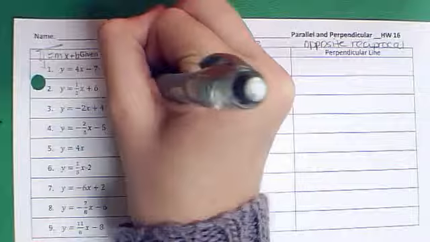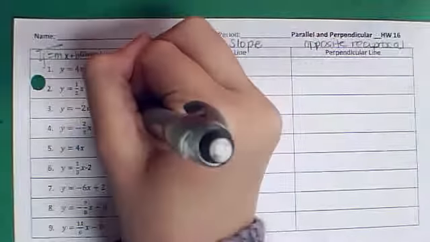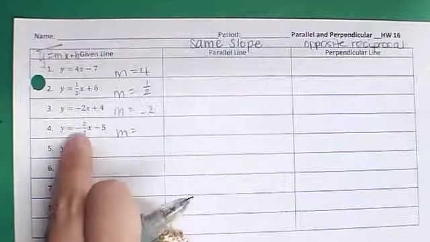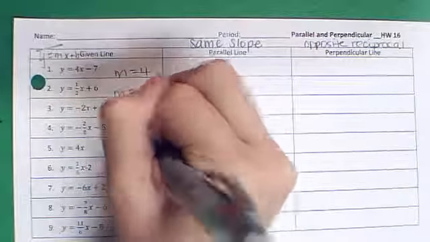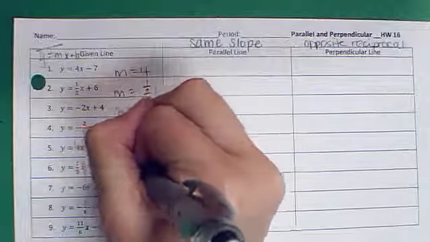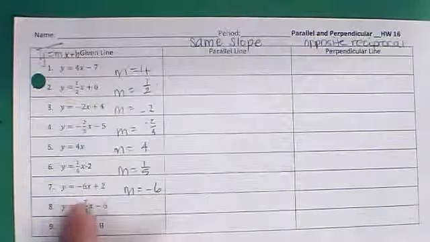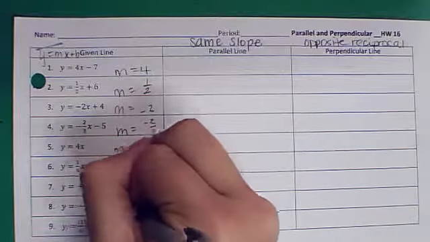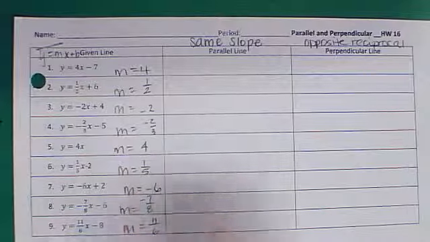On the next one, the slope is 1/2. This one, the slope is -2. Number 4, it would be -2/3. Number 5 would be 4. Number 6 would be 1/5. Number 7 would be -6. Number 8 would be -7/8. And number 9 would be 11/6.